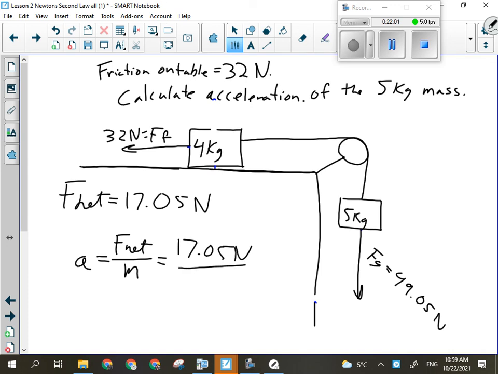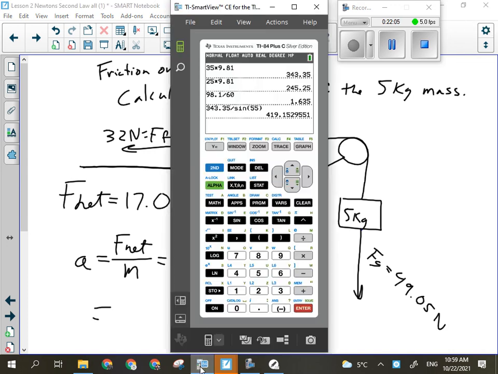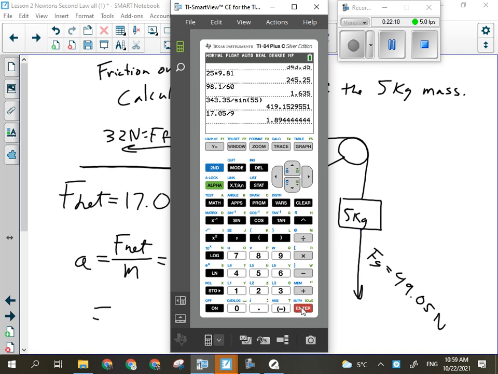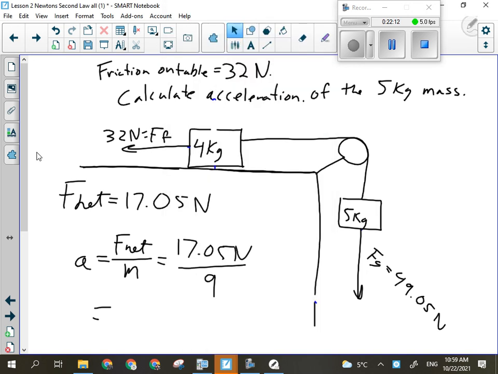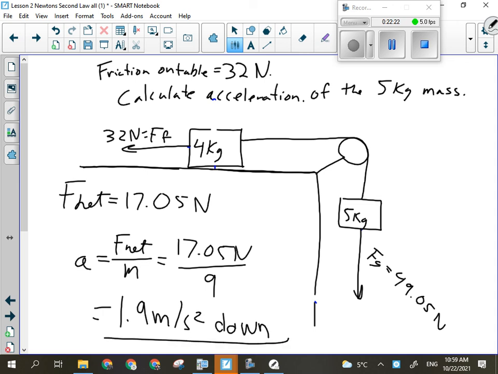17.05 newtons divided by the mass of the system, 9 kilograms. All right, that's going to give us 1.9 meters per second squared. Okay, that's the acceleration of the system. It wanted the 5 kilogram mass. Down.